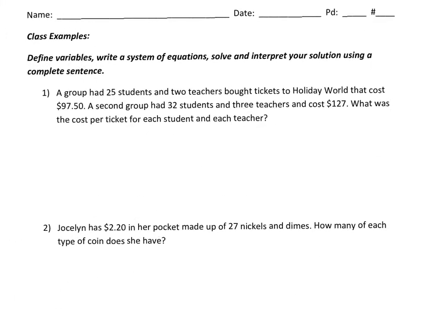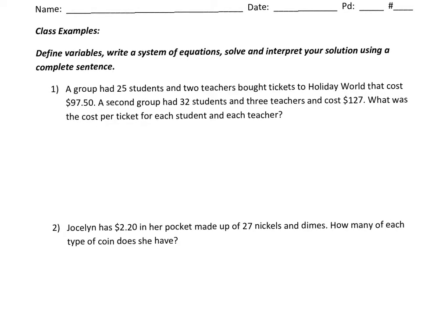Okay. All right, so we still have the same rules. Define a variable, write a system of equations, solve, and interpret your solution using a complete sentence. Like I talked to you about earlier, a lot of times each sentence will be an equation. And then look, there's another sentence with another equation. All right, so first thing we're going to do is define our variable.